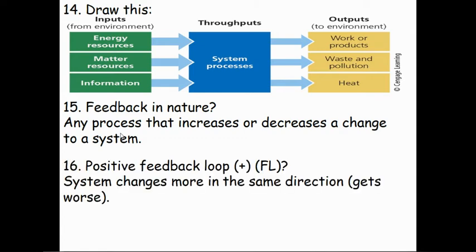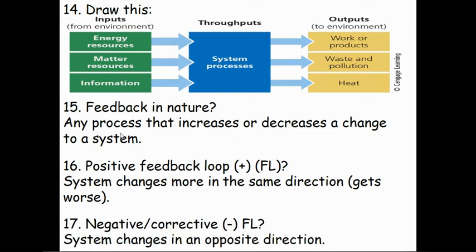Okay, so we're going to abbreviate FL for feedback loop. Positive: system changes more in the same direction, or it gets worse. And it's not necessarily a negative thing. There are examples of positive feedback that are not bad for the planet. Negative, which is also referred to as a corrective: changes in an opposite direction, or it counteracts.